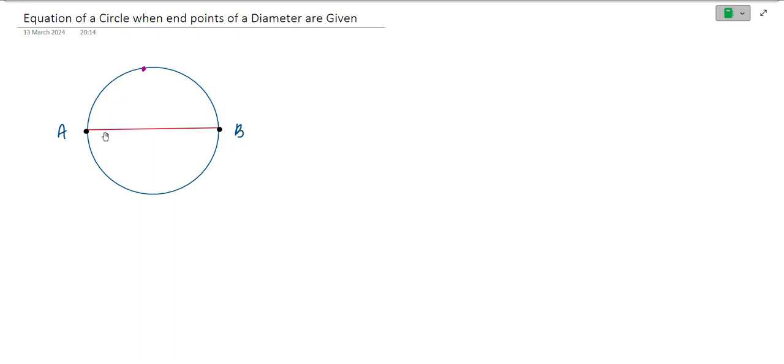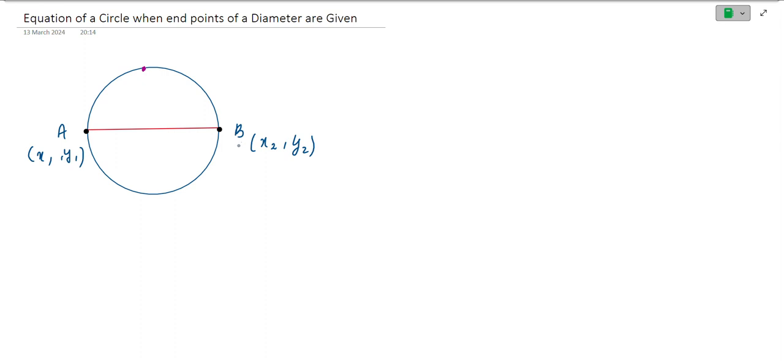First, we will check what is the necessary condition to find the circle equation. That means he has given the endpoints of a diameter. Let us assume that point A has the coordinates x1 comma y1 and point B has the coordinates x2 comma y2. These are given, and with this we have to find the equation of the circle.